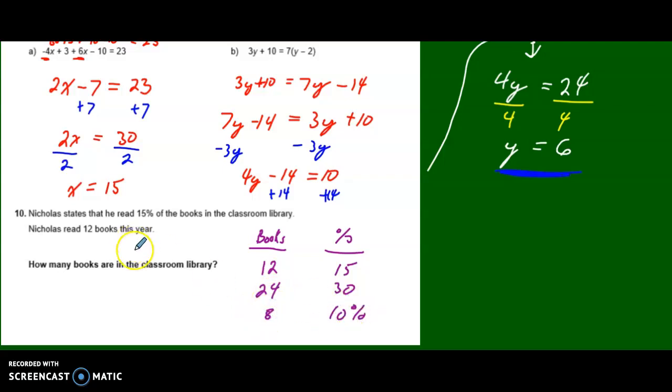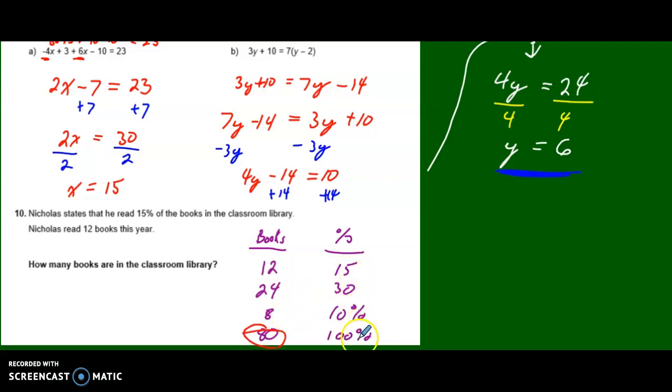But remember, we want all the books. So I'll put 100% here. So I multiplied it by 10, right? 10% times 10. So multiply this by 10. So this is going to be 80 books. That's your answer, 80 books. So there are 80 books in the library. Okay, that's one way you could do it.